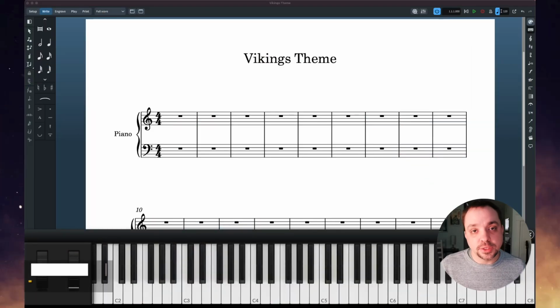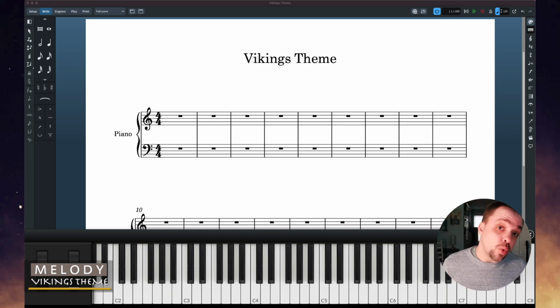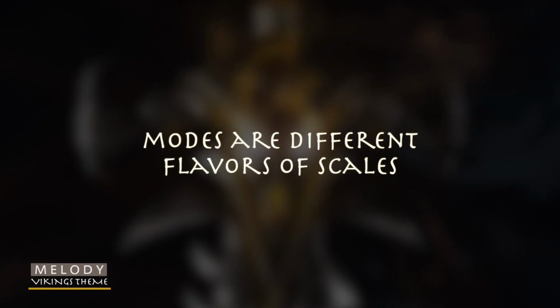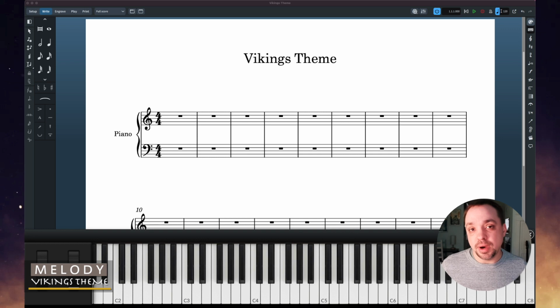So the first thing we're going to consider for the Vikings theme is the Dorian mode. First I'll do a review of that in case you need a refresher, and then we'll talk about why it's a good choice. You can think of a mode as kind of like a flavor of a scale. The major and minor scales are actually modes. If you're in C major and change mode, you could go to C minor. A lot of people don't necessarily think of major and minor as modes, but they are.